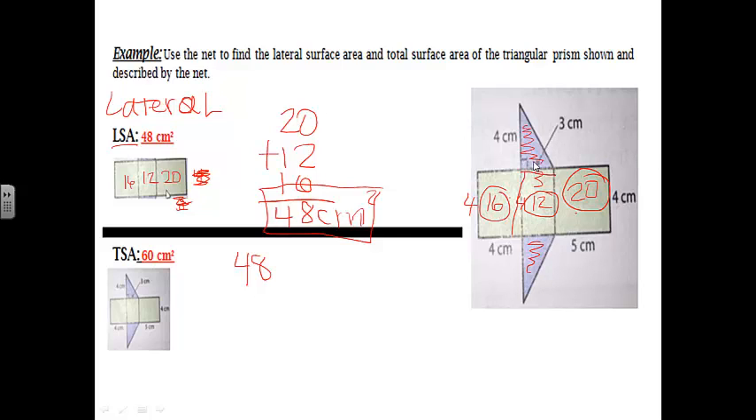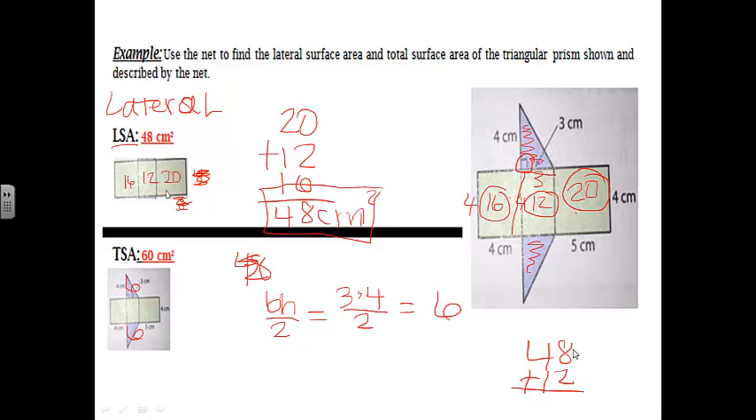So I'm going to find what the area of a triangle is. So look on your formula chart. Good, base times height divided by 2. So we have 3 times 4 divided by 2, which would be 12 divided by 2 would give me 6. So I know this is going to be 6, and this is going to be 6. So let's see if we get 60. 48, let me rewrite 48 over here. 48 plus 6 plus 6 is 60. We get 60 centimeters squared for the total surface area.